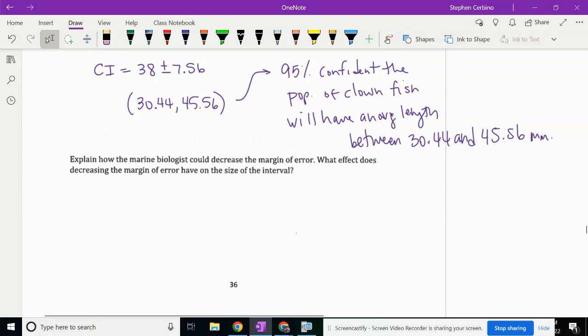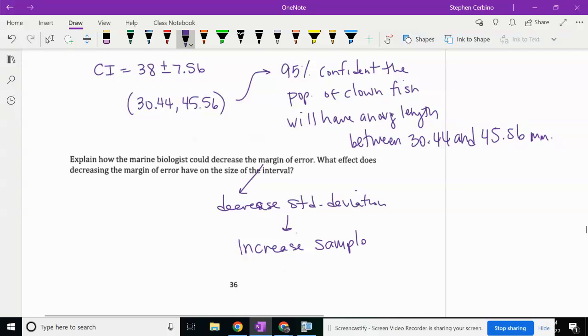All right, welcome back. Hopefully you answered this question on your own. Let's see what we wrote here. So if I'm the marine biologist, I want to decrease the margin of error. The only way to decrease the margin of error is to decrease the standard deviation. To decrease the standard deviation, we have to increase, I'm hoping you wrote, the sample size. Give yourself a little pat on the back if you said increase the sample size. That's how we decrease the margin of error. That's how we decrease the standard deviation. Both of those things relate to each other.